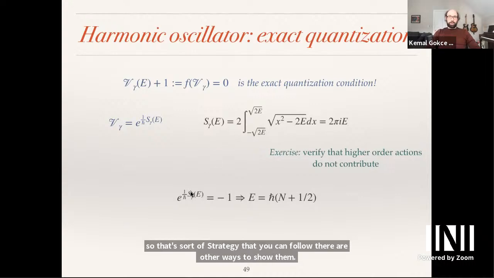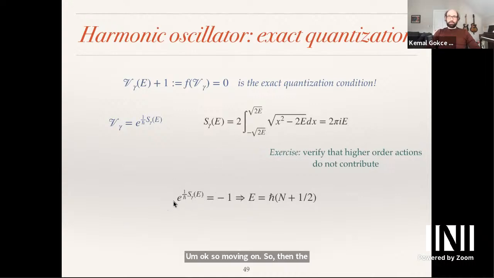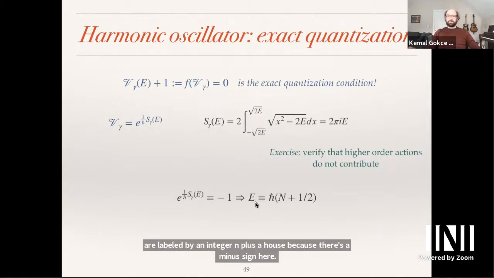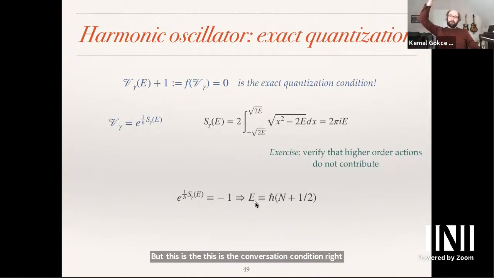Okay, so moving on. Then this equation can be easily solved. I have in the exponent 2 pi i times E divided by h bar. This has to be equal to -1, which gives me E as h bar times an integer, because this equation has infinitely many solutions, which are labeled by an integer n, plus a half because there's a minus sign here. But this is the quantization condition, right? So instead of a continuous spectrum of energy levels, I only have a discrete set.